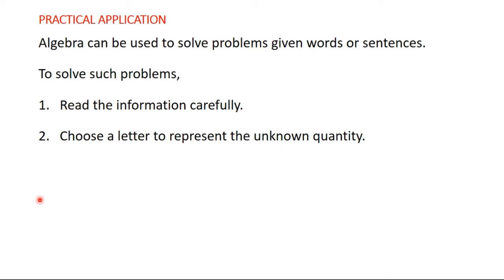Now you will see that in these types of questions, you will be asked to find something that is the unknown quantity. Maybe you'll be asked to find somebody's age, somebody's money, a certain number, or the number of something. That is what you don't know. That is what we call the unknown quantity. You choose a variable or a letter to represent that unknown quantity. I hope that is clear. So you always have to choose a letter or a variable to represent the unknown quantity.